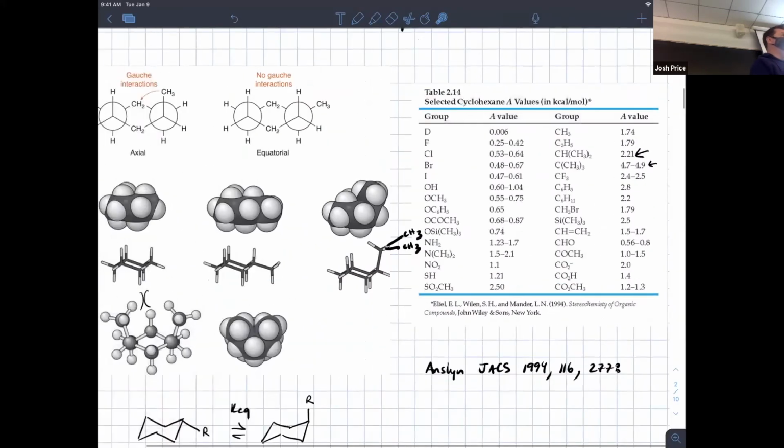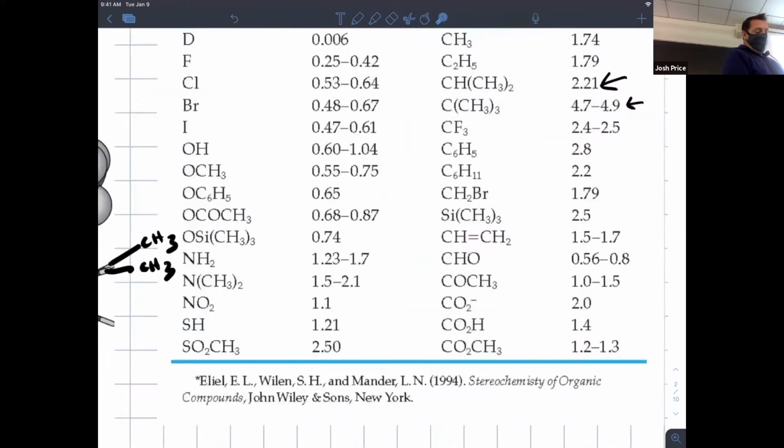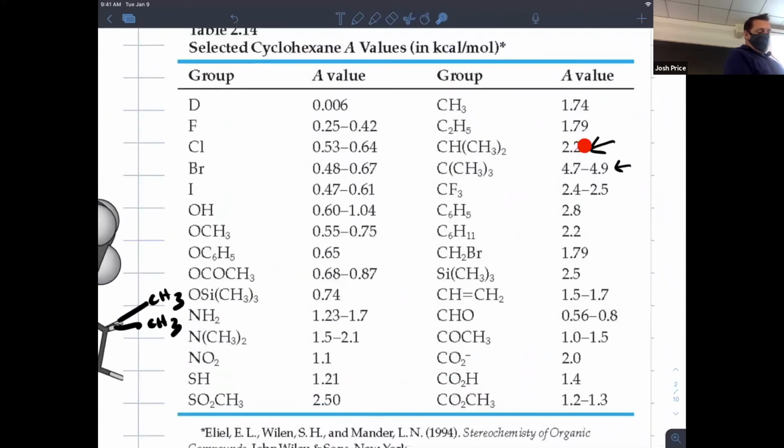conformations. Yeah? Does T-butyl have a larger A value than trimethylsilyl because the carbon-silicon bond is longer? Oh, yeah, I guess if you compare T-butyl to trimethylsilyl here, the only difference is carbon versus silicon. And yes, the carbon-silicon bond is longer. So yeah, that's a good point.